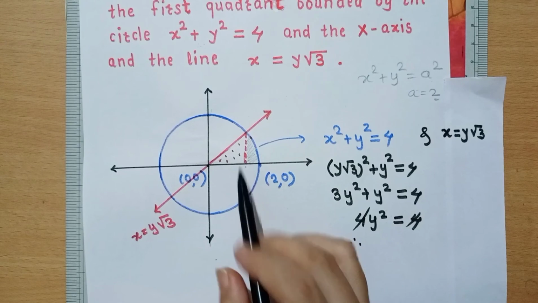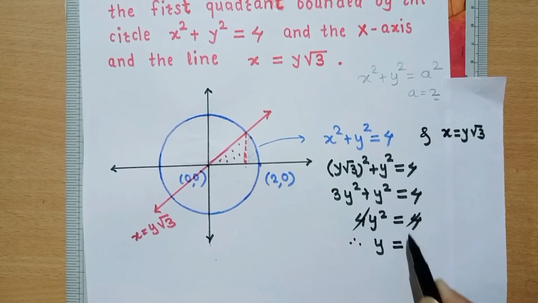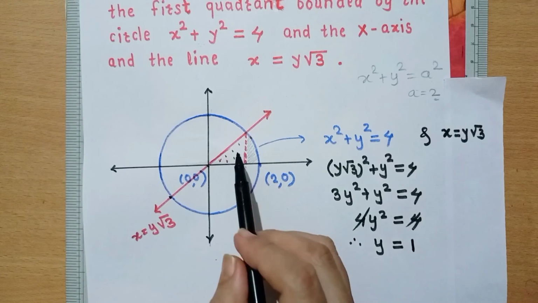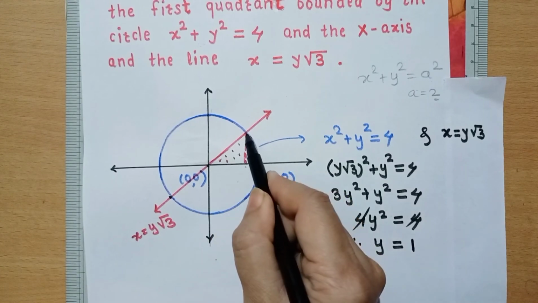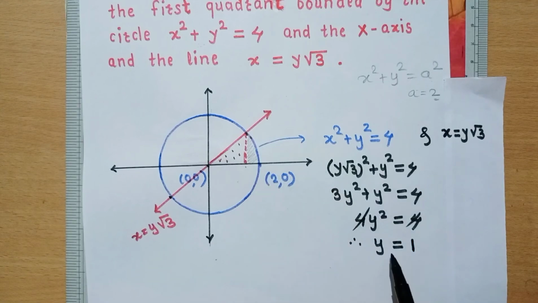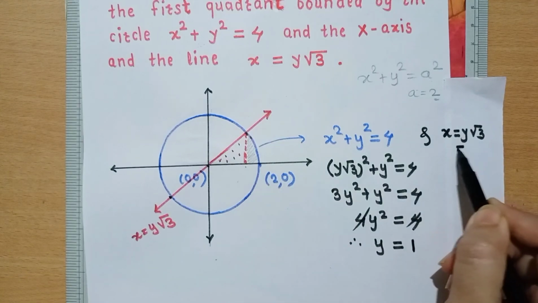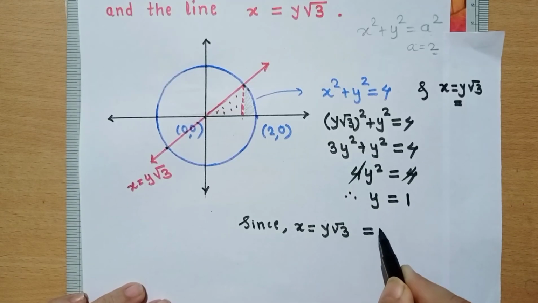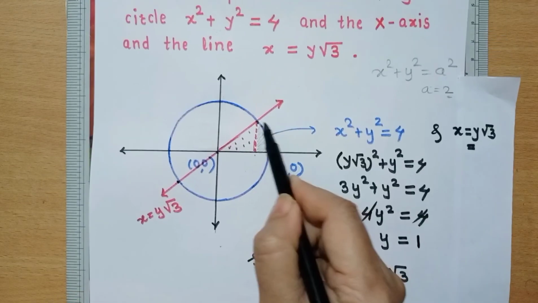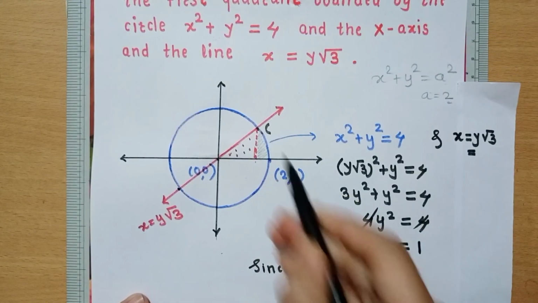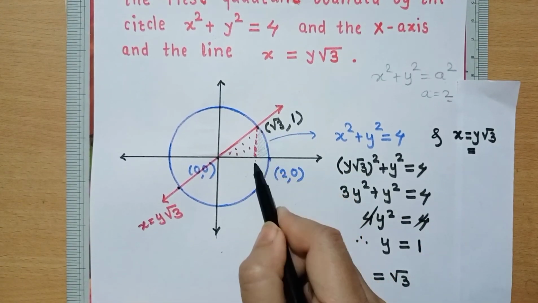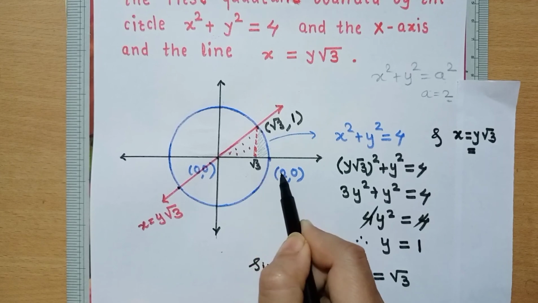And since this is in the first quadrant, we will consider only the positive value of y. So y is equal to 1. If we consider minus 1, this will be the point of intersection. We are considering only the first quadrant. So here the y coordinate is 1. If we substitute this here in this equation, y is equal to 1, we have simply root 3, and so this point will be: x coordinate is root 3 and y coordinate is 1. So this point is root 3, this point is 2.